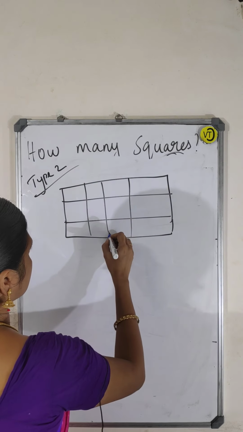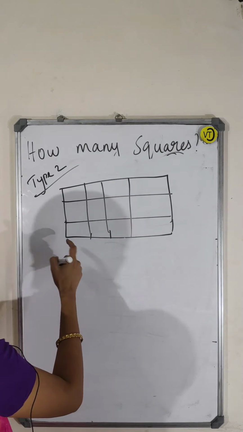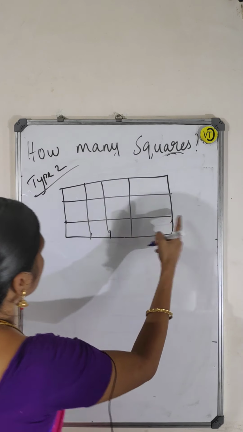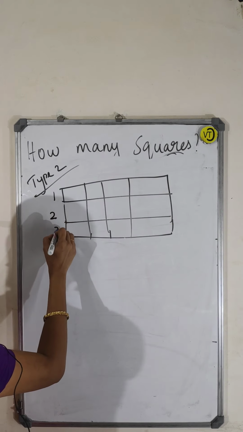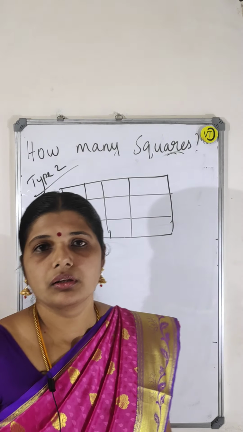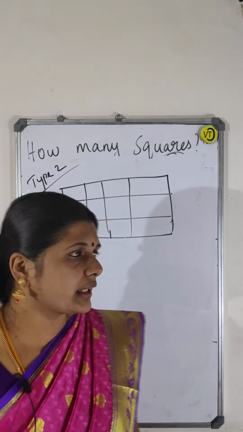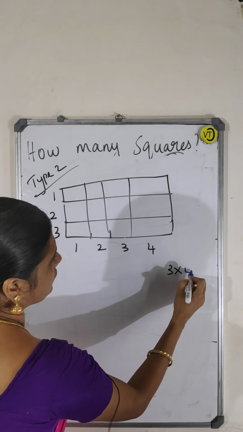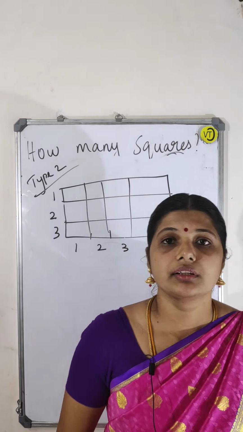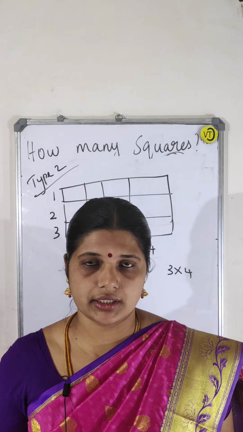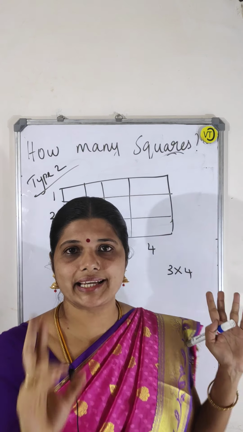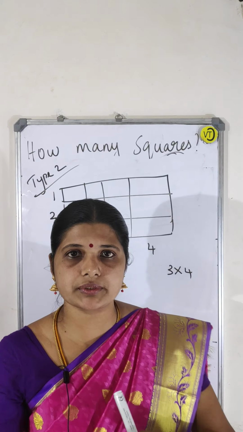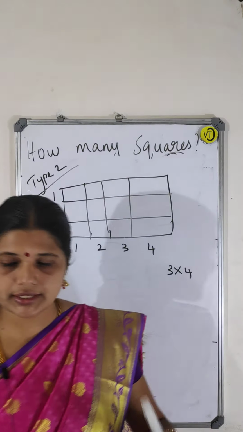1, 2, 3, right. So here, how many rows are there? 1, 2, 3, 3 rows are there. How many columns are there here? 1, 2, 3, 4. Exactly, it is 3 cross 4, a rectangle. It is not type 1. So this is the second type, where rows and columns are different. So what I am doing, you just listen carefully.